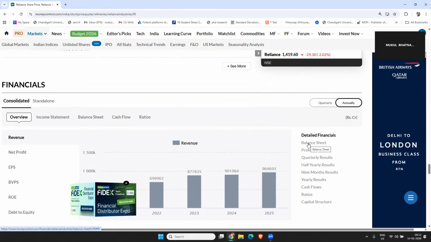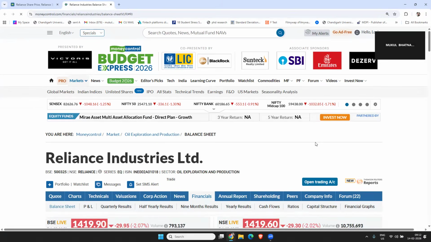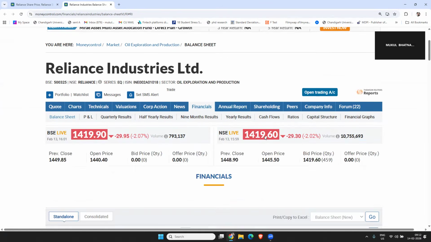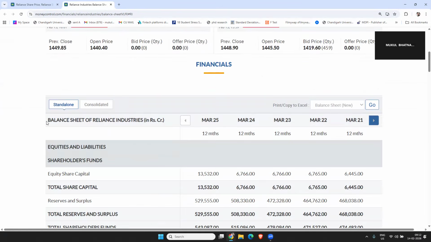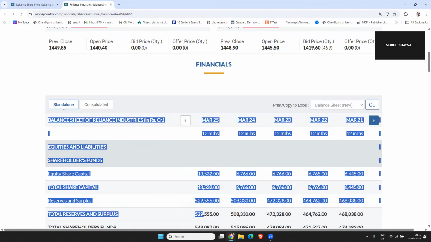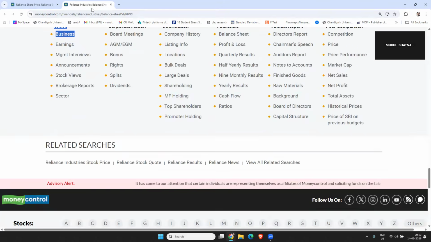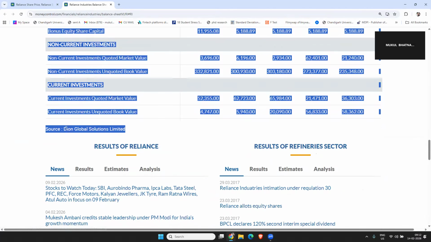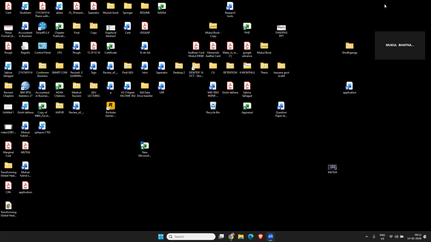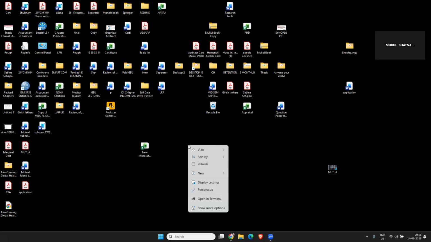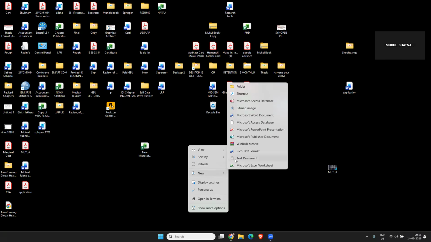So, to decode this, we will have a look at the balance sheet of Reliance Industries, and we will be looking at it as financial analysts, not as students. So, what are we supposed to do? This balance sheet, we will be copying it with the source. It is necessary that we include the source while copying it. The reason I will tell you later. Then it will be copied in the Excel sheet.